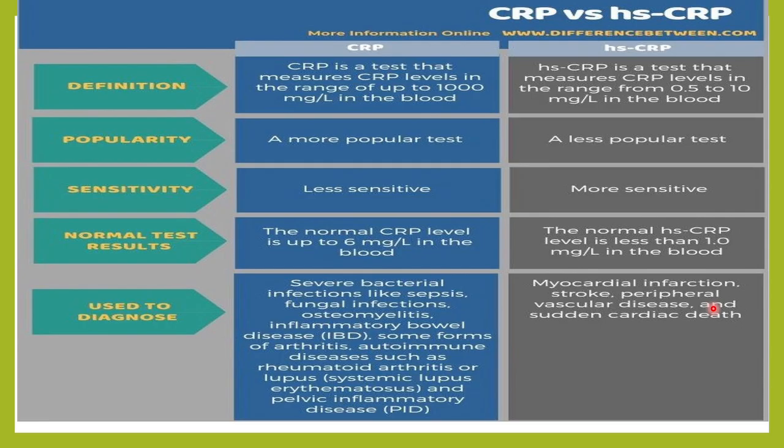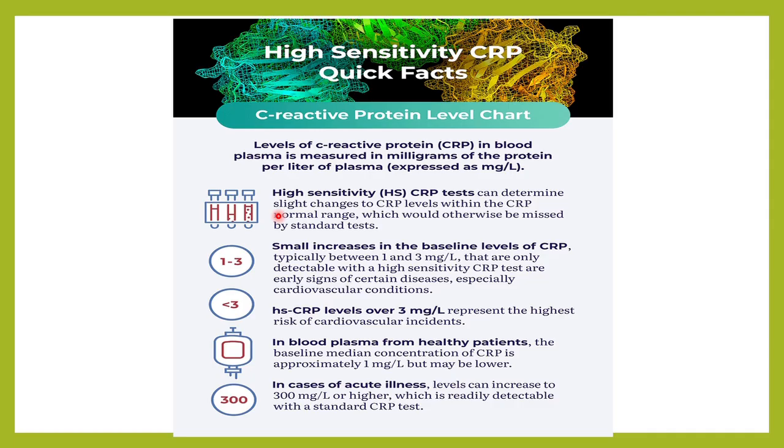So with hs-CRP, a very slight change in CRP is detected. Whenever there is a slight change in CRP level, CRP might be in the normal range. If you do CRP for this patient, you might get a normal value, but when you do hs-CRP, that very low rise that has happened can be detected by this test. So there is a small increase in the baseline level of the CRP, typically between 1 to 3 milligram per liter, and it is only detectable with this highly sensitive CRP test.